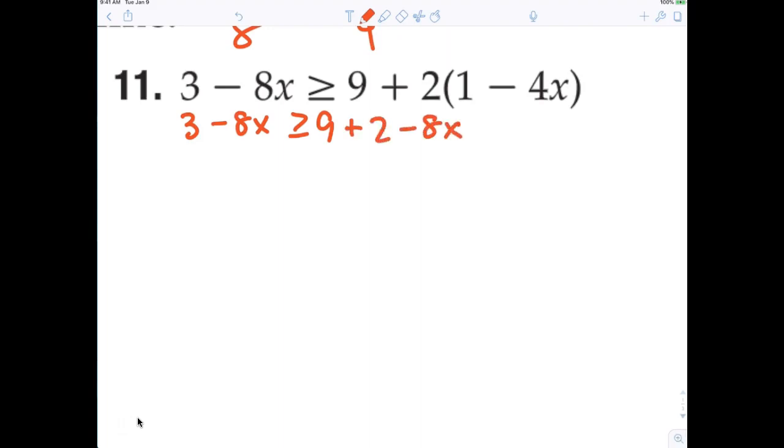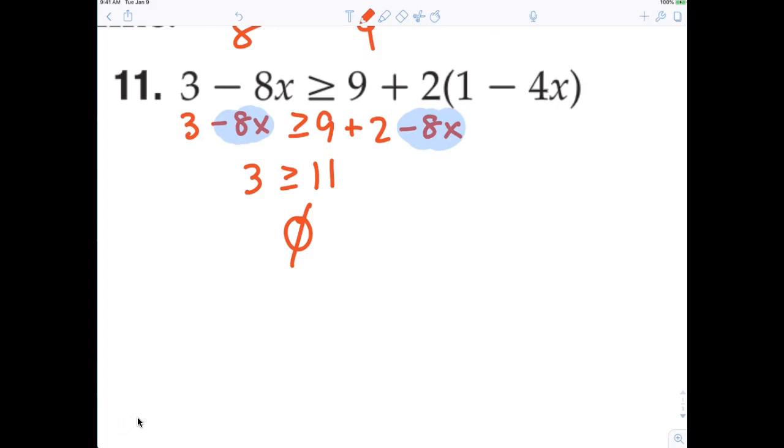Uh-oh. What happens to the two negative 8x's? Everybody see that? That's important now. Everybody agree those cancel, right? So now let's simplify. 3 is greater than or equal to 11. Is that true or false? False. 3 is greater than 11? No. Brilliant, some of you. False. Because it's false, that means it's no solution.